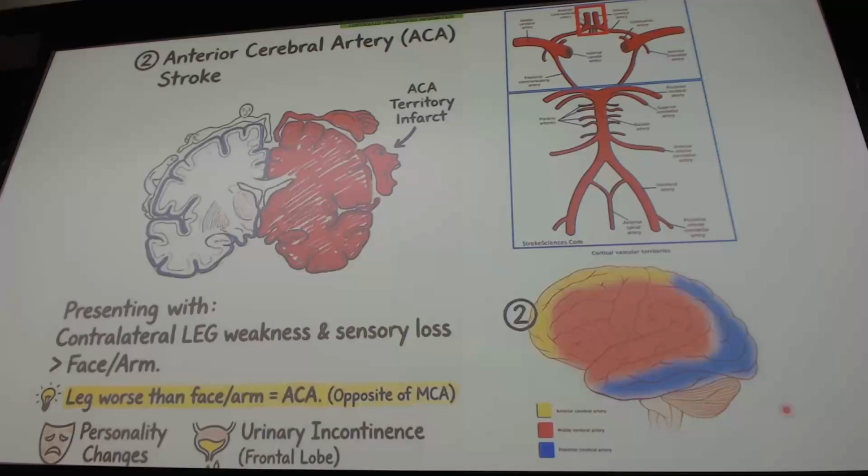We talked about the anterior cerebral artery, the ACA, and this one's my legs are worse than my upper extremity. I may have personality changes. I may have that urinary incontinence. I think, hey, ACA, Affordable Care Act, thanks Obama, I peed my pants.